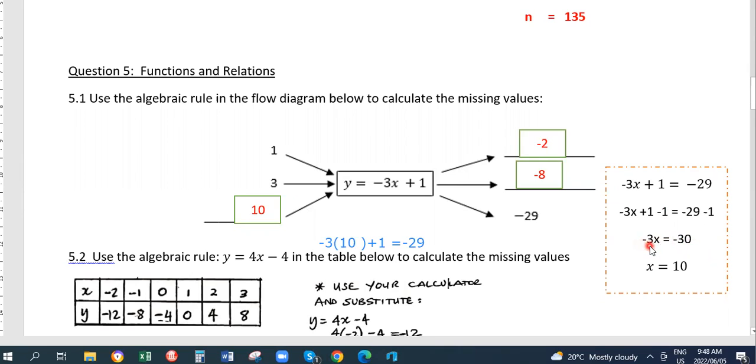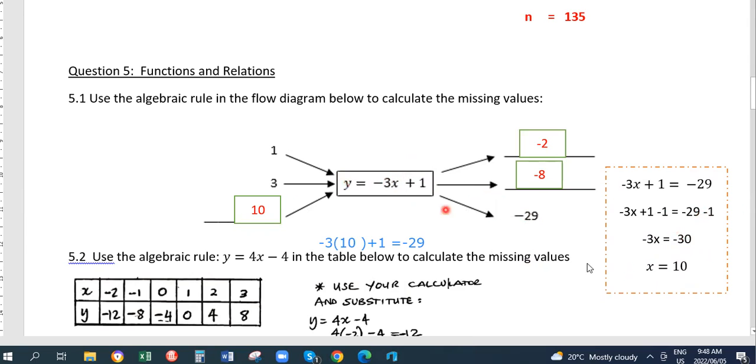And if you divide negative 3 by negative 3, you're going to get a 1, just x. And negative 30 divided by negative 3 gives you 10. But remember, we said you can also work backwards. For example, if you have negative 29, you're adding 1 here, then you're subtracting 1. We subtracted 1, so you get minus 30.